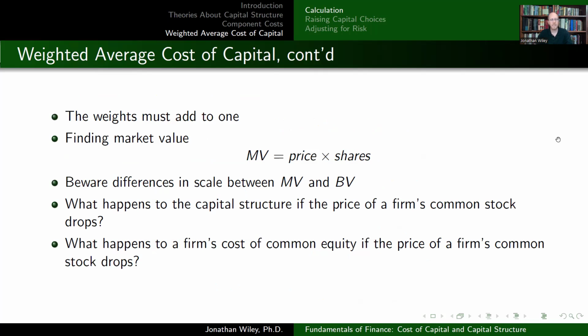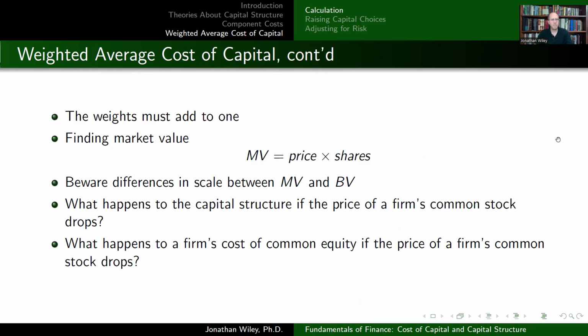Now, if you're looking at that calculation, you're thinking, well, how do I find the market value of common equity? Well, to find market value, you take the price per share times the number of shares outstanding, and that's going to give you the market value. Or if I'm doing that for the common stock, basically what we're getting is the market cap. So I'm finding the total value of the firm's stock in the marketplace.